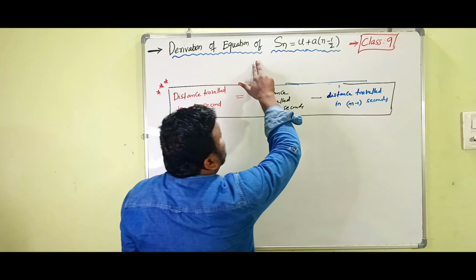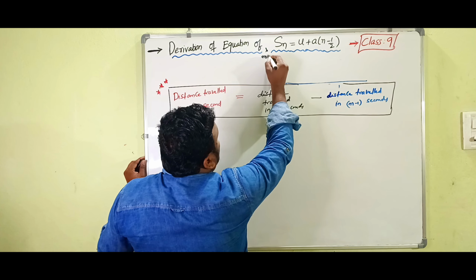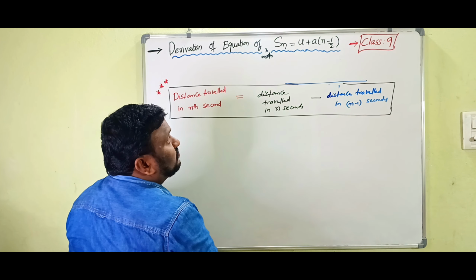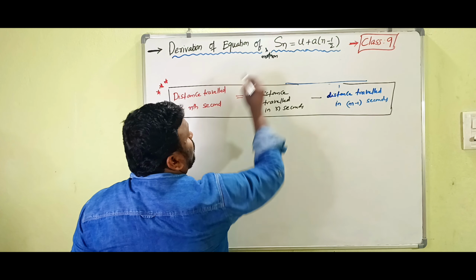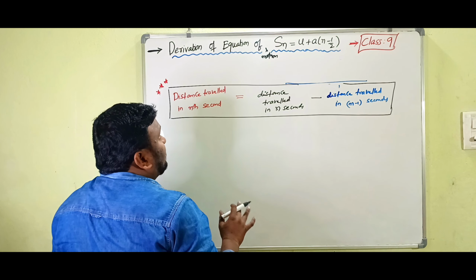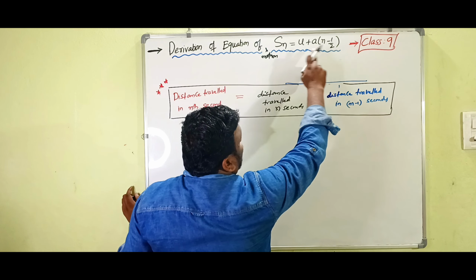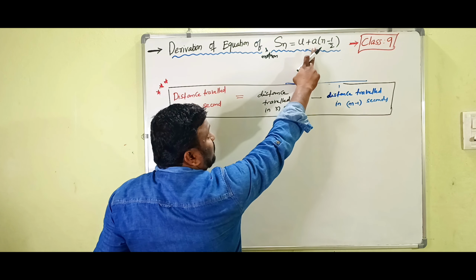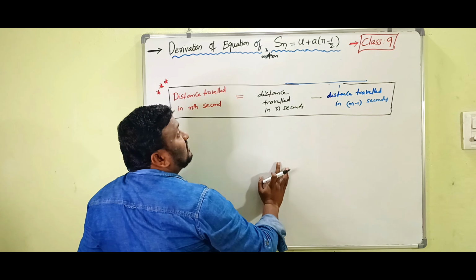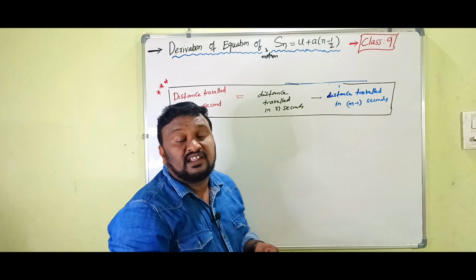Derivation of equation of motion: Sn = u + a(n − ½). It is related to class 9, children. So what is Sn here? Sn = u + a(n − ½). What we know: u is initial velocity, a is acceleration, n is the number of seconds, and Sn is the distance traveled in the nth second.